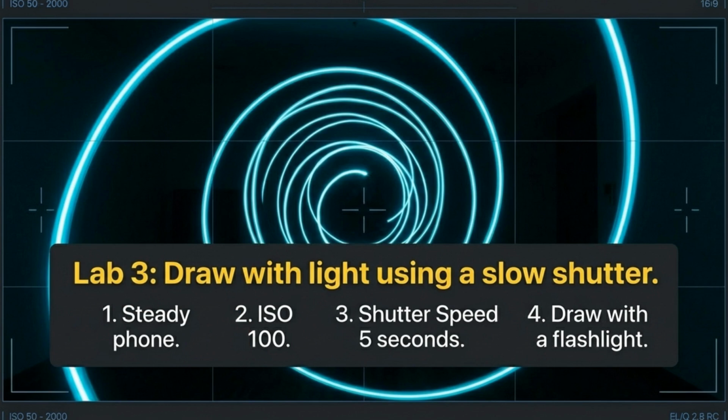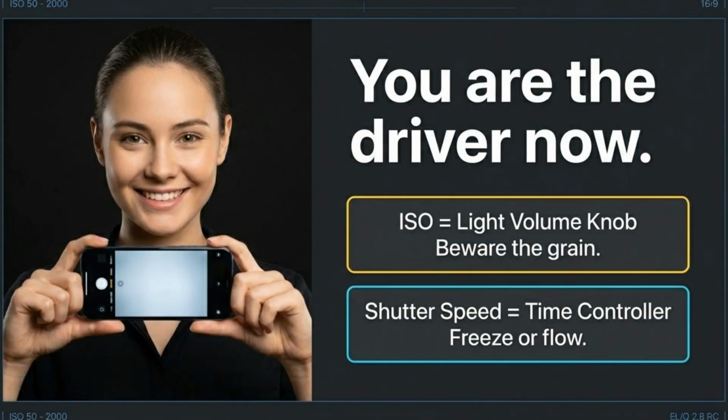Keep your phone steady, set ISO to 100, and use a shutter speed of 5 seconds while drawing with a flashlight. You are the driver now. Remember, ISO is your light volume knob. Be aware of the grain. Shutter speed is your time controller, allowing you to freeze or show flow.